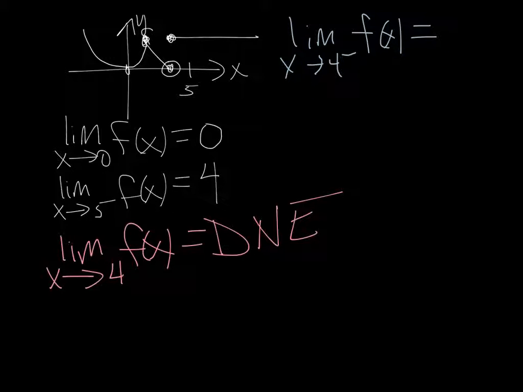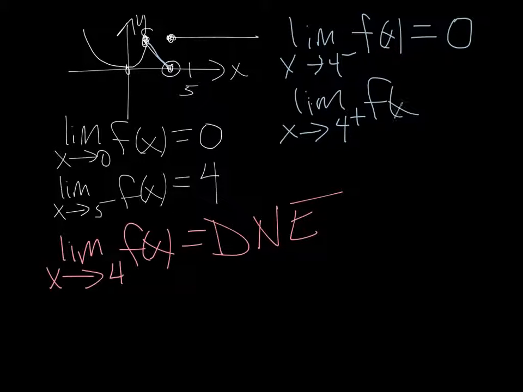is if we follow along here, that's equal to 0, while the limit as x goes to 4 from the positive side or the right side, we're following along on this piece, and we're at a height there of 4. If the left-hand limit is not equal to the right-hand limit, then the limit does not exist.